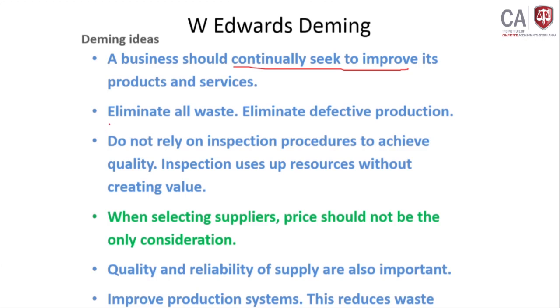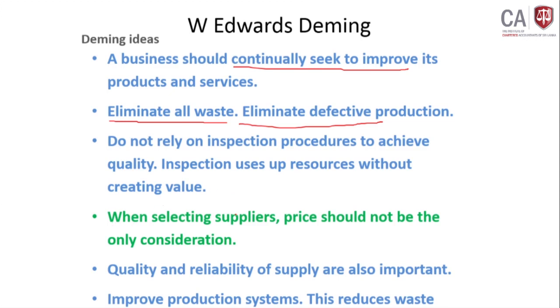And the other one is eliminate waste, eliminate defective production. In total quality management, we talk about these things. So do not rely on inspection procedure to achieve quality. Inspection uses up resources without creating a value. So do not rely on inspection. You don't need to inspect the procedures to achieve the quality. Inspection uses up resources without creating a value. So the understanding is, you don't need to inspect.